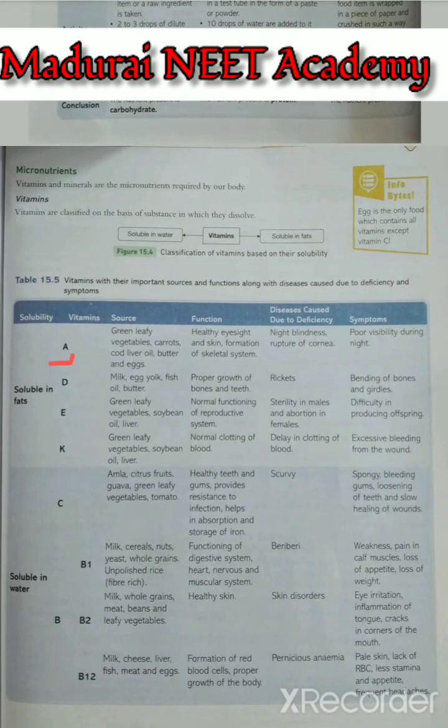Vitamin A: food sources, function and deficiency. Vitamin A is present in various green leafy vegetables, carrot, cod liver oil, butter and egg, and its main function is to give us healthy eyesight, skin and formation of the skeletal system. The disease caused by vitamin A deficiency is night blindness, also called color blindness, and it can lead to rupture of the cornea also. The symptoms may be blurring of vision or poor visibility during the night time.